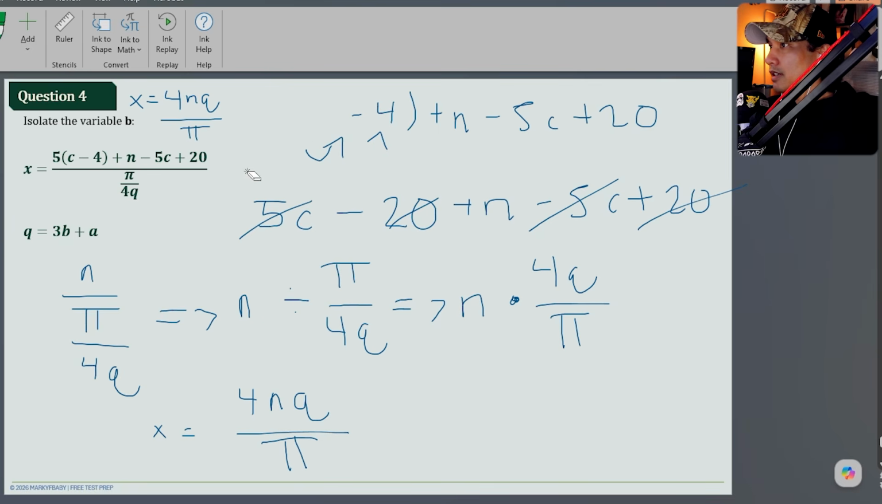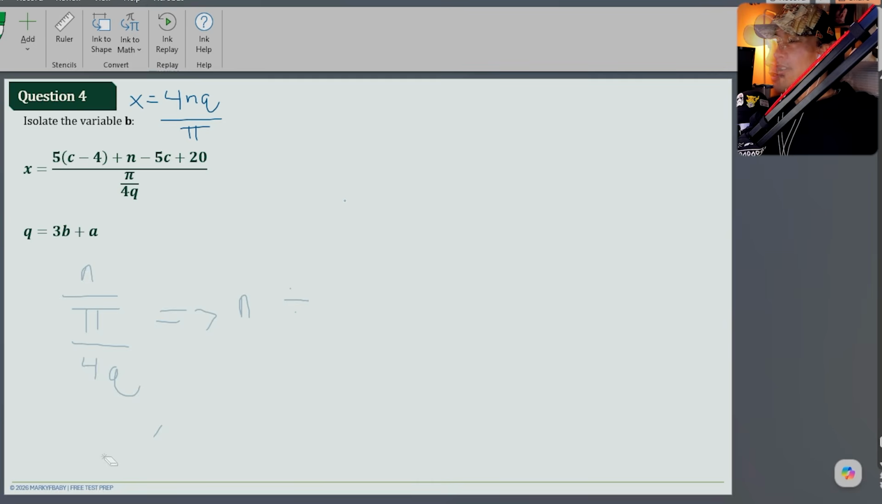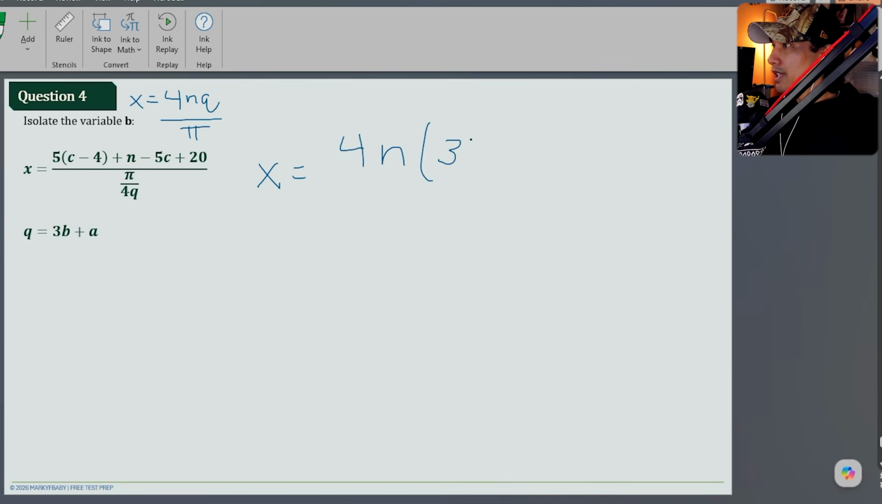And then I'm just going to erase everything so we could substitute the q for the equation, for the second equation that we have. All right, so I could plug in the q, and then let's go ahead and do that. 4n, and then q equals 3b plus a over pi, everything over pi. And I need to isolate this b, okay?